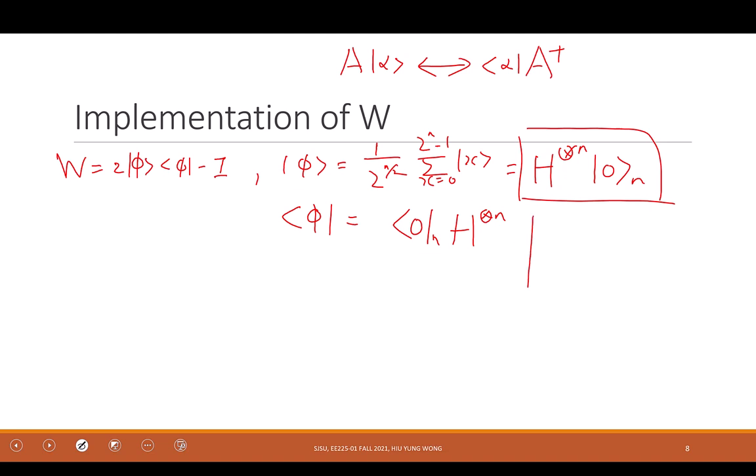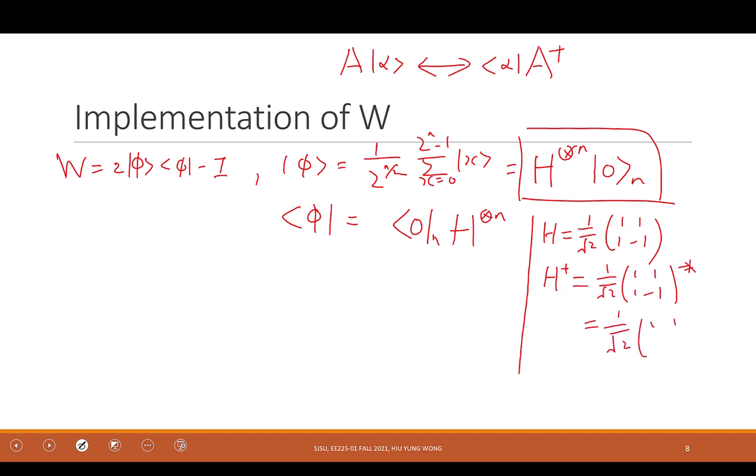Yeah. H, let's check again, right? H equals 1 over square root 2, times the matrix [1, 1; 1, -1], yeah? Although I have a tensor product, each of them I can do individually. Where's H dagger? Yeah, it will be the transpose. Where is the transpose? The same, right? And it's real, right? So it's equal to itself, right?